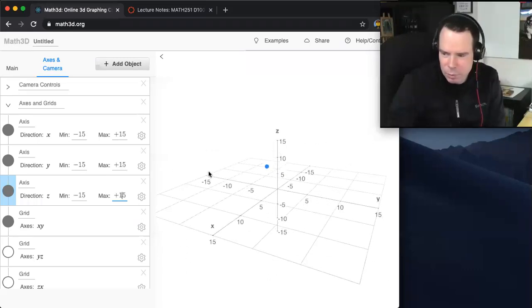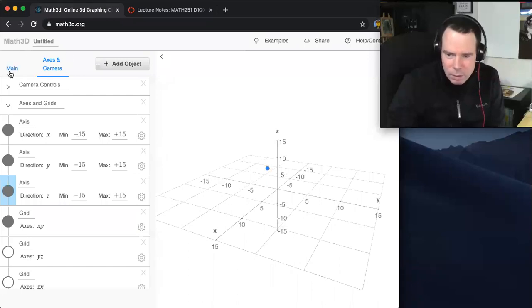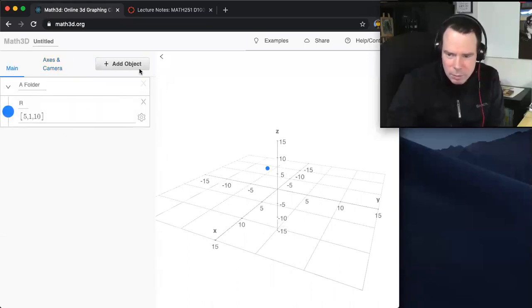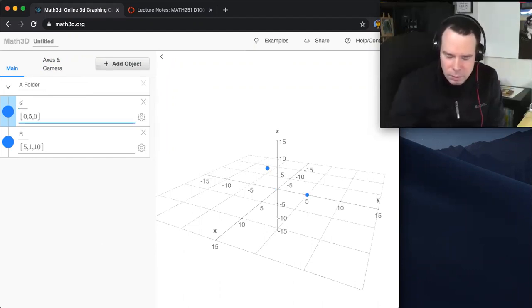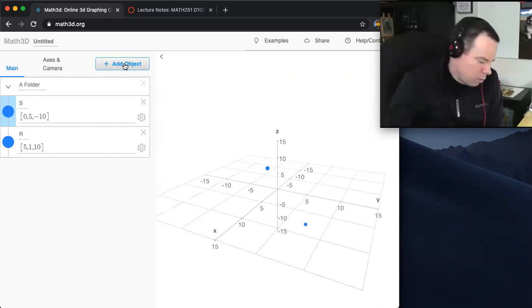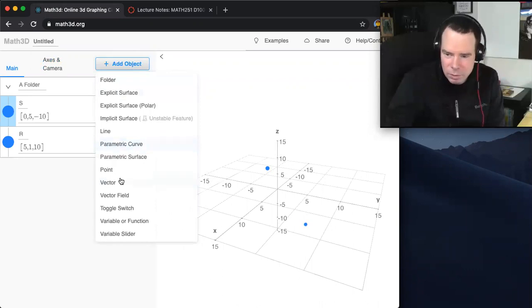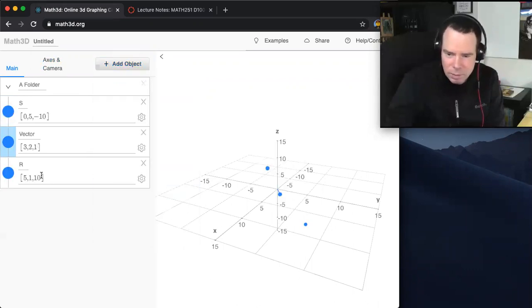Okay, so there's our first point. What's our next point? Our next point is 0, 5, negative 10. That's going to be point S. 0, 5, negative 10. And now we want the vector between those. We've computed the vector. We got it as negative 5, 4, and negative 20. So what I will do is add that object in since we've already computed it. This is going to be vector, I'll call it V.